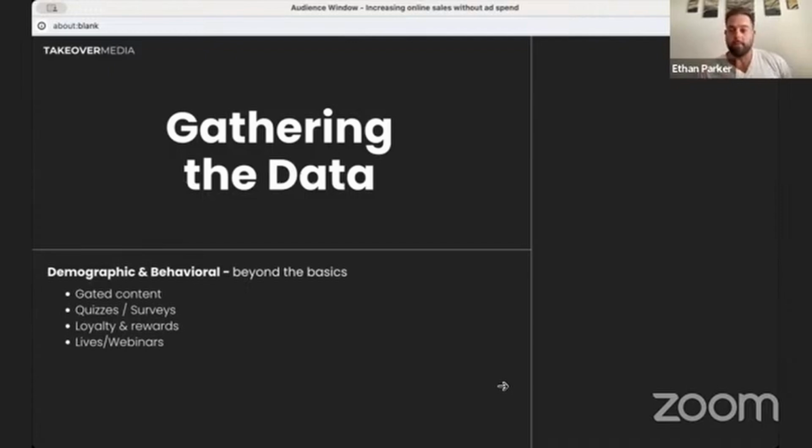Then loyalty programs, rewards, those are kind of low-hanging fruit ways to gather this data. Most rewards operate on some sort of points or score system. And so you can give them free points in exchange for information, like take this survey and get 25 points, or whatever your model might be. It's a really great way to get additional information from your customers.